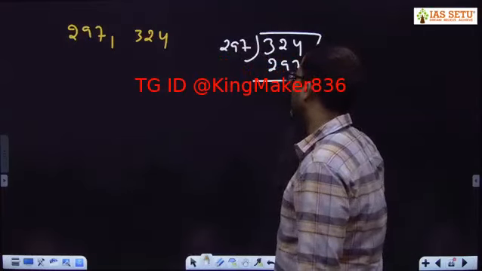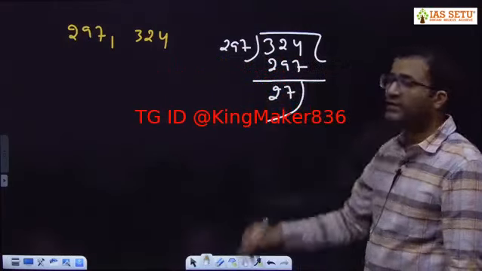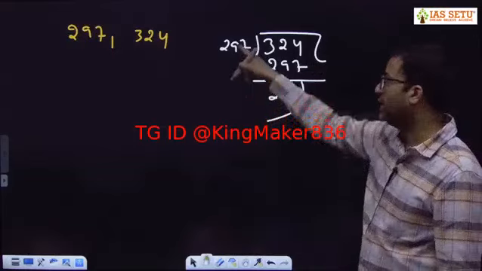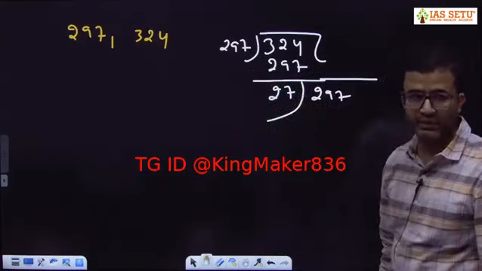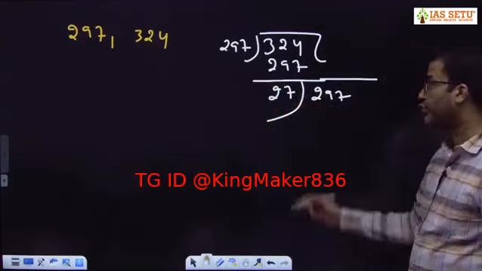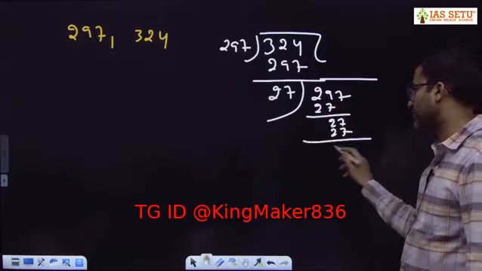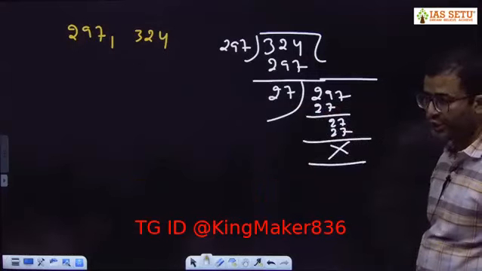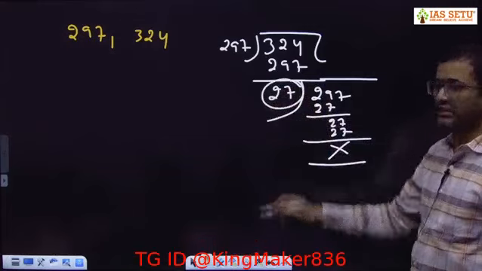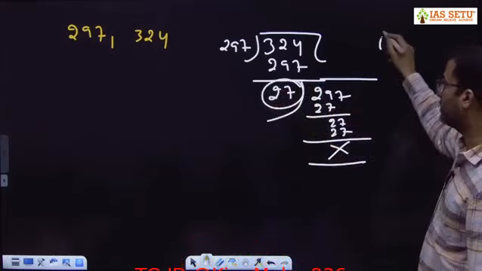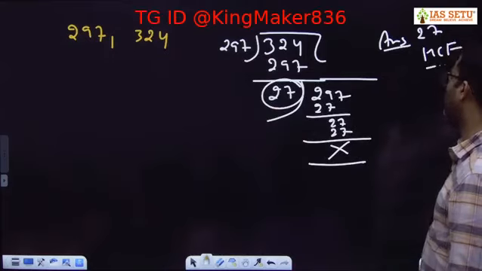Then you take the remainder. Your remainder is 27. So 27 will become the next divisor and the last divisor becomes the number. So you have to divide the number by this divisor. 27 ones are 27. Here your remainder is 0. In the step where you get remainder 0, check the last divisor. Your last divisor is 27. So it means 27 is the HCF of these given values.